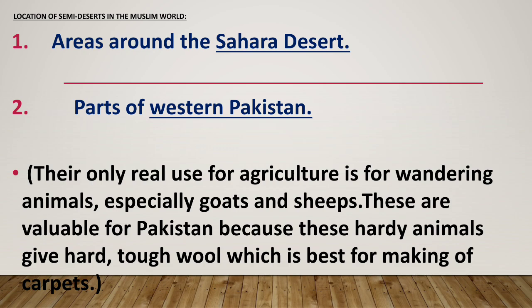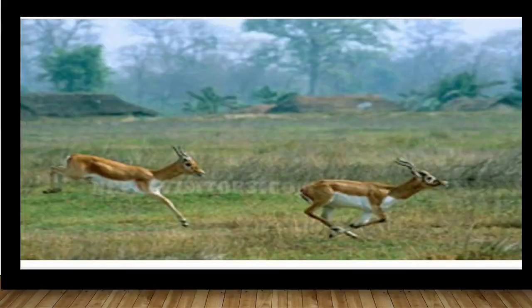Another thing related to that kind of desert is that their only real use in agriculture is for wandering animals. As I told you, there are some small plants and also bushes, so especially goats and sheep can survive there. These are valuable for Pakistan because these hardy animals give hard, tough wool, which is best for making carpets. That is also one of the examples of the semi-desert.